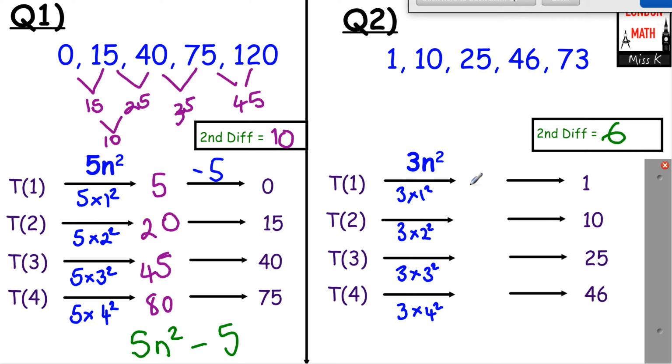I'm going to work these out. 1 squared is 1, times by 3 is 3. 2 squared is 4, times by 3 is 12. 3 squared is 9. 9 times by 3 is 27. And then we've got our final answer to be 48.